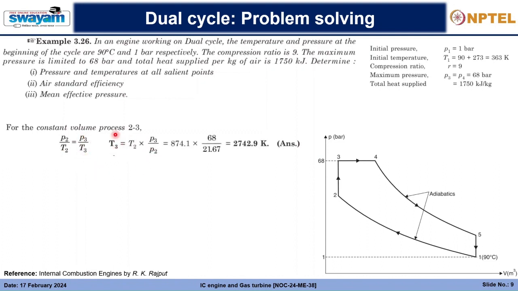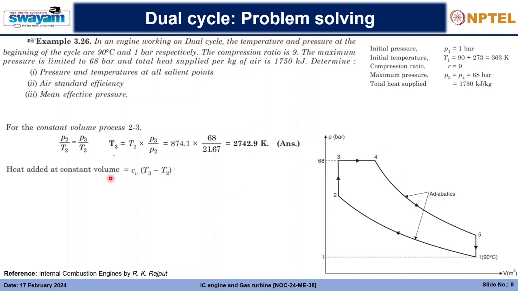So we can simply find the value of P3 as T2 into P3 by P2, and you will get the value as 2742.9 Kelvin. That is quite a high value, but not the highest. The highest value is at 4.